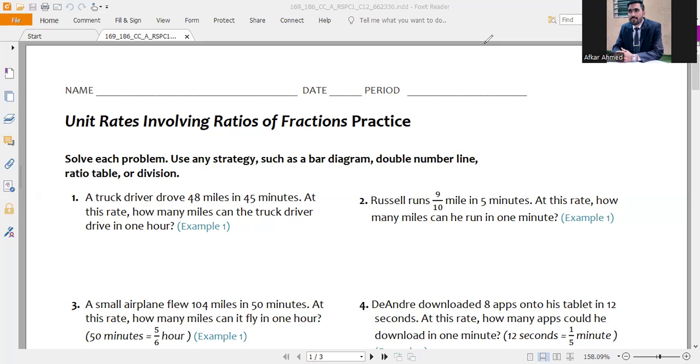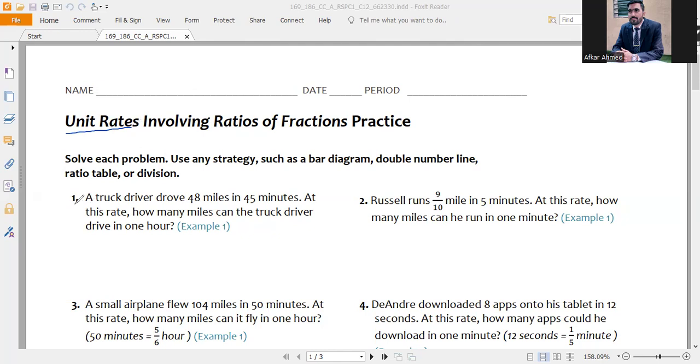Today's lesson is about unit rates involving ratios of fractions. Unit rates mean you will find everything for 1 minute or for 1 second, whatever will be given. We will use division on the given numbers.